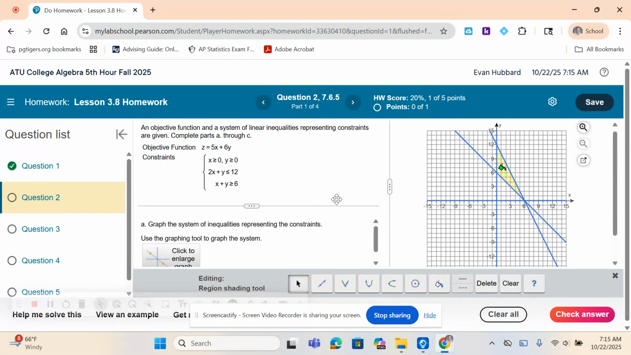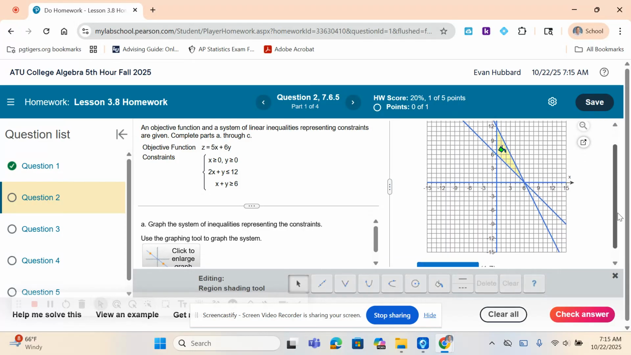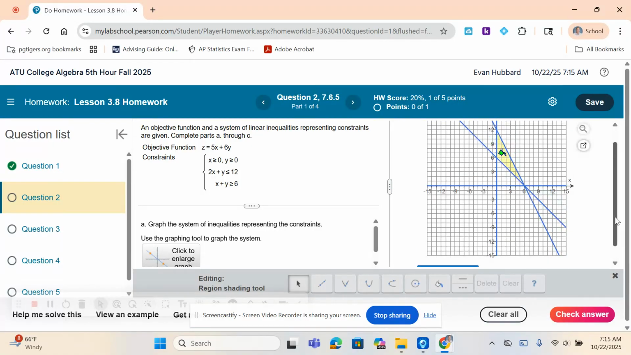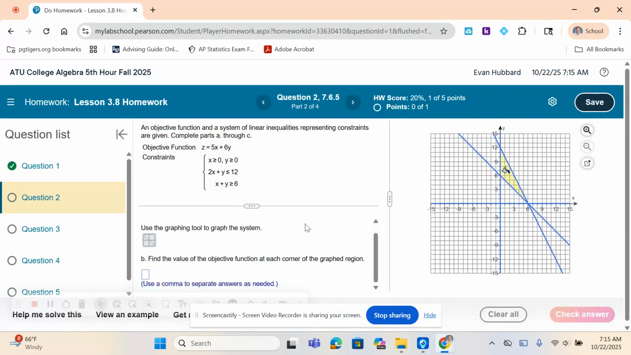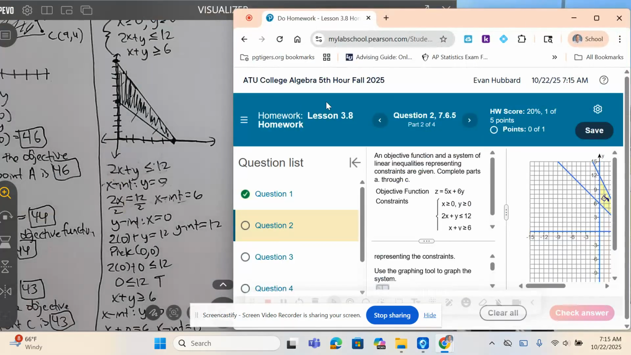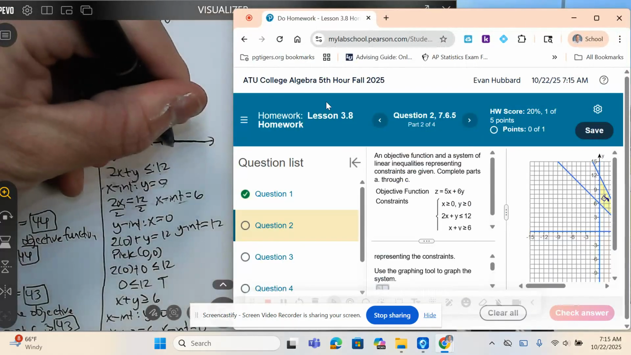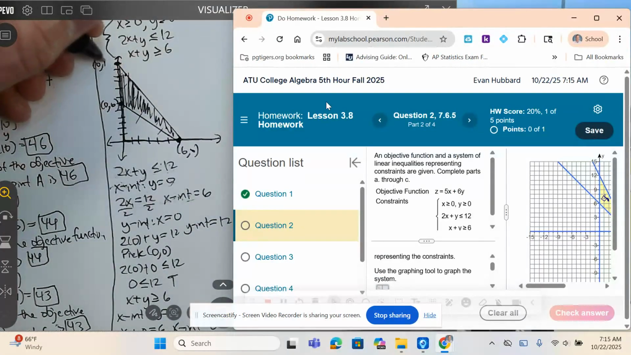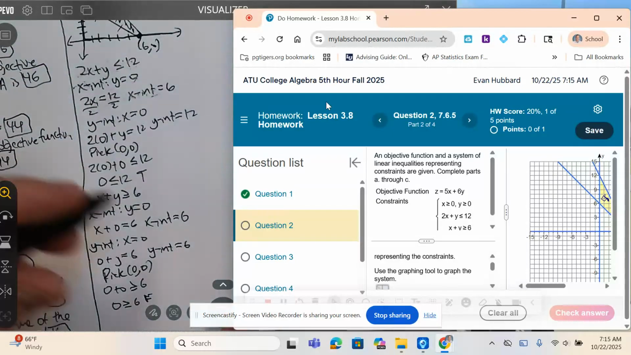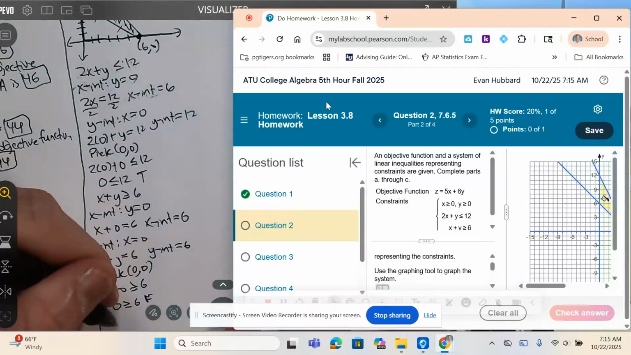So now what we need to do is find the points on the edges here. So what are the points at the edges? And I believe we can go ahead and move on to the next part. That's the graph. The points at the edges, the objective function in each corner of the graphed region. So let's look at, there's 3 points here. Okay, we've got 6, 0, 0, 6, and 0, 12. So I'm going to use these 3 points.